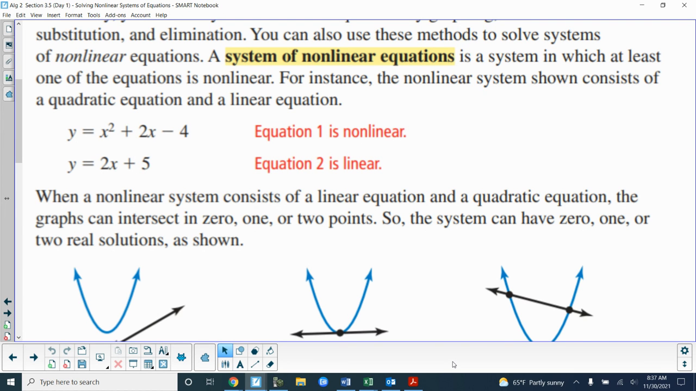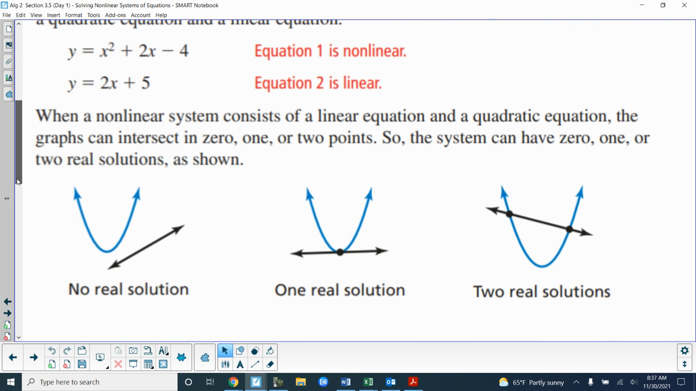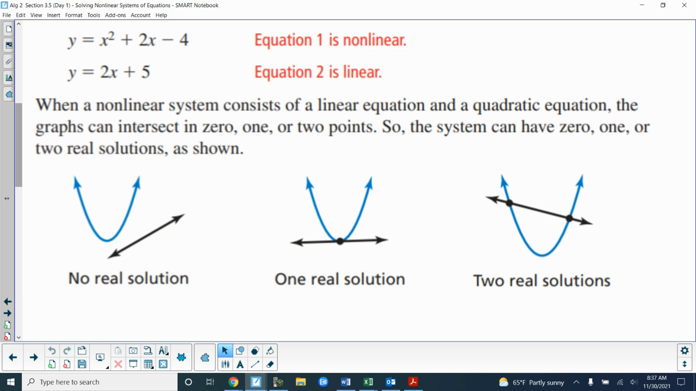Okay, and we have a linear one here too, equation of a line. So here's the possibilities. When a nonlinear system consists of a linear equation and a quadratic equation, the graphs can intersect in 0, where they don't meet at all, so no real solution, 1 point where the line goes through the vertex, or in 2 points where your line crosses your parabola at 2 spots, okay? So the system can have those situations. So that's what we're going to look at. We're going to look at lines and parabolas to start, and then we'll look at parabolas and parabolas, okay?